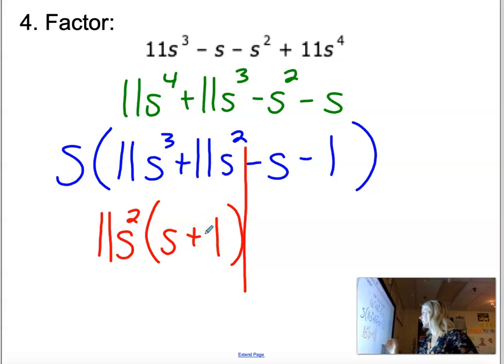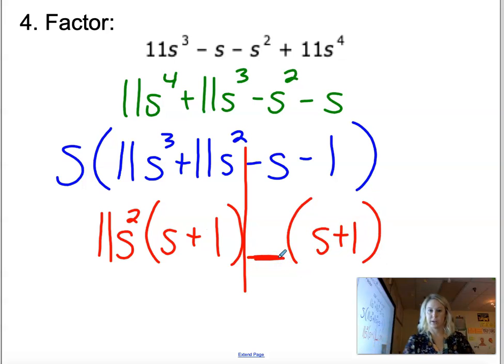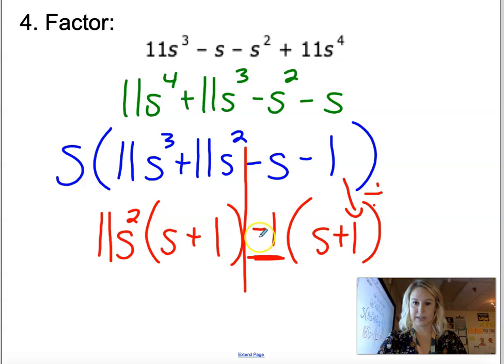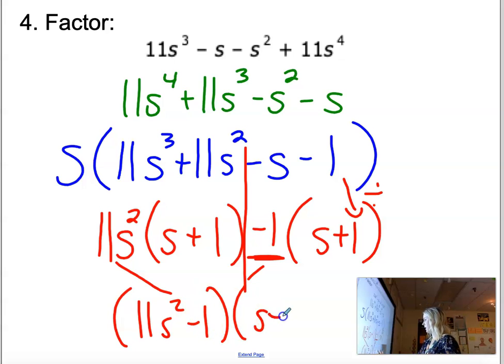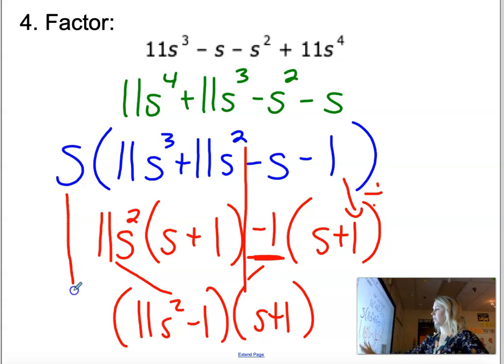I'm going to rewrite that parenthesis because I know it has to be right every single time. I'm just going to try and figure out that front GCF number, again by dividing that last number. So negative 1 divided by a 1 is a negative 1. Double check to see if it works out. Negative 1 times s is a negative 1s. Negative 1 times a 1 is a negative 1, so it worked. Rewrite your parentheses. 11s squared minus 1, s plus 1, and then do not forget to drop down that first GCF that we factored out. Okay?